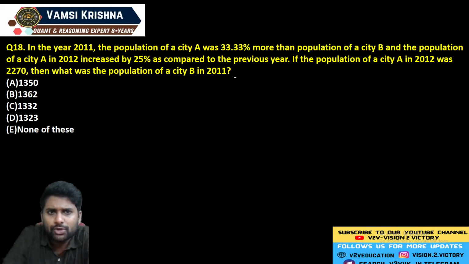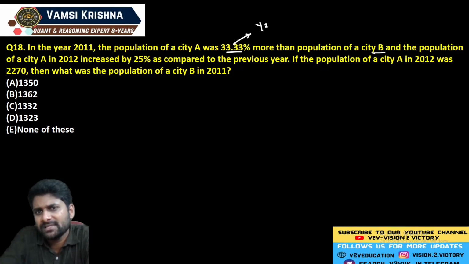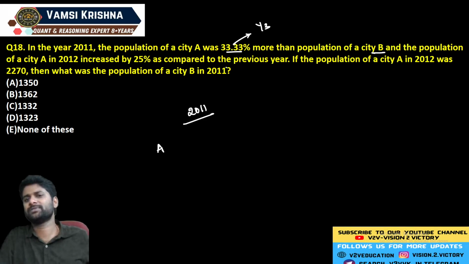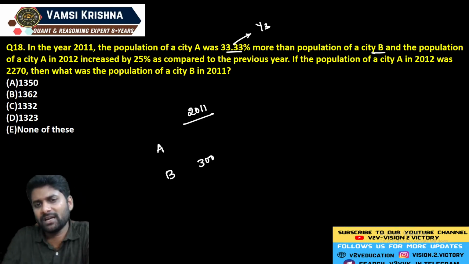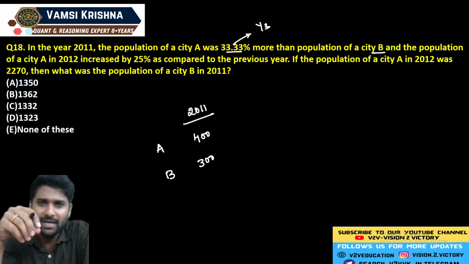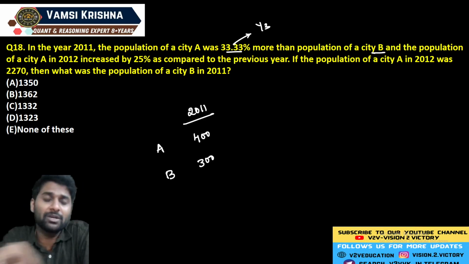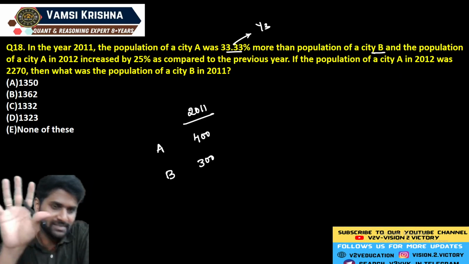Now see this question. In the year 2011, the population of city A was 33.33% more than the population of city B. 33.33% means it's one third of the value. Guys, one third means, assuming there are 300 people, one third more means definitely 400 people. Assume in this way: if you want to assume any value, take a complete multiple of the denominator. Take this clue point, guys.